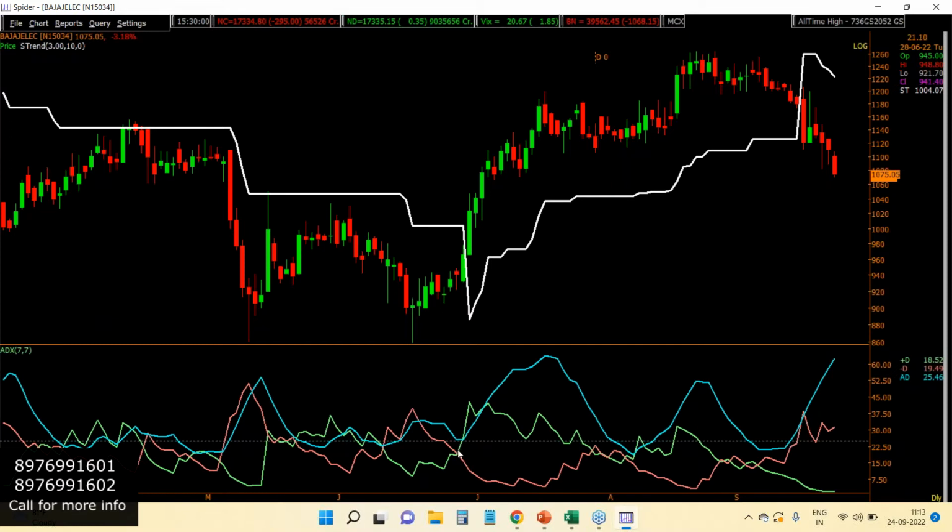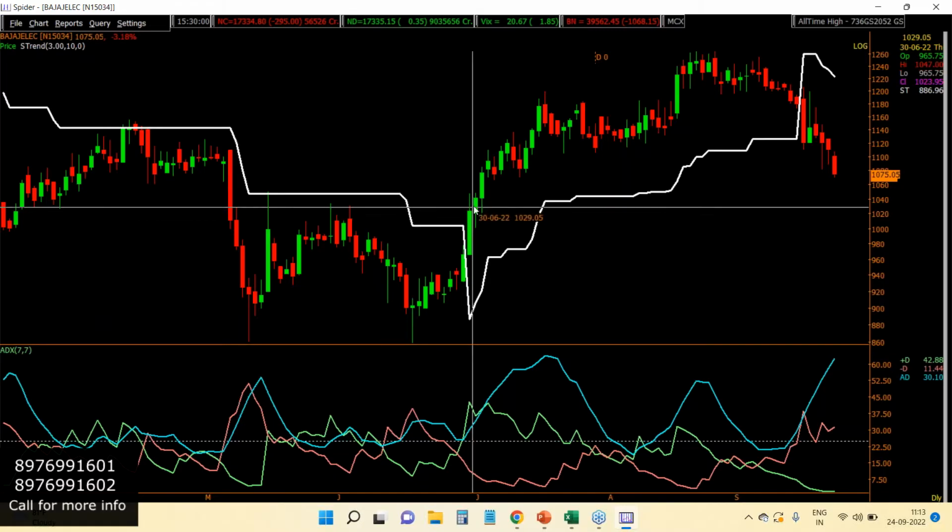Also, the positive DI has crossed the 25 level. Also it has crossed the ADX. As you can see, as I've told you, ADX and DMI are two different components. We are combining them to get the momentum or strength of a particular trend.